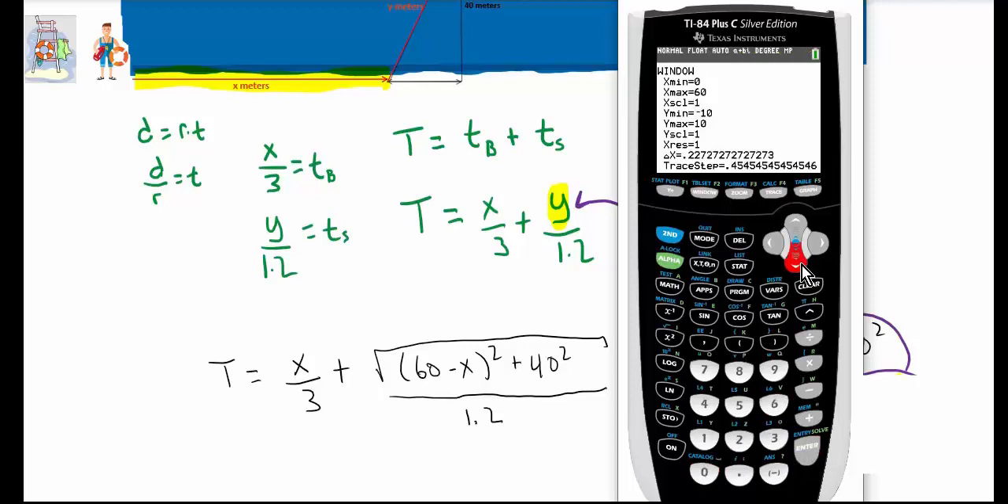The output is the amount of time it takes to reach the child. I'm going to put my min at 0 seconds. I have no idea how long it's going to take to save the child. Perhaps a minute and a half. I'm just going to say about 100 seconds. Press graph and see what I get.